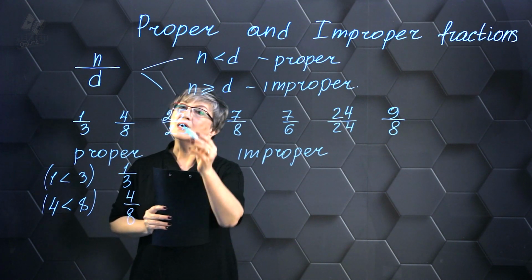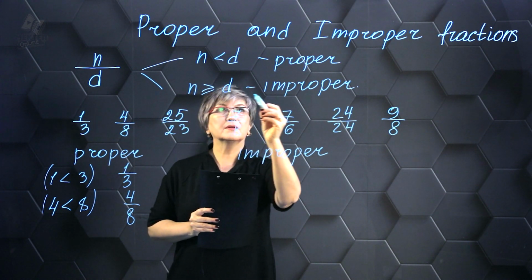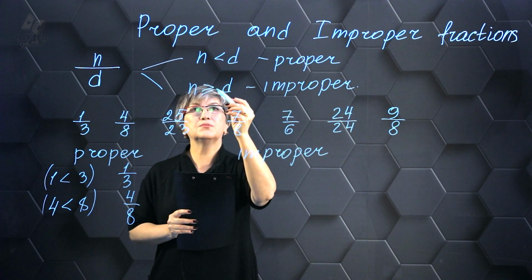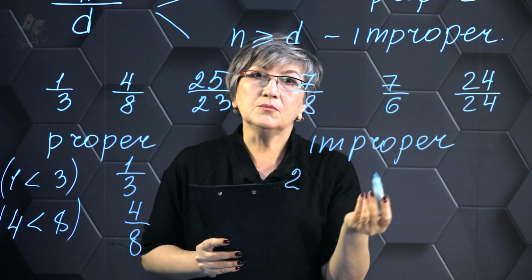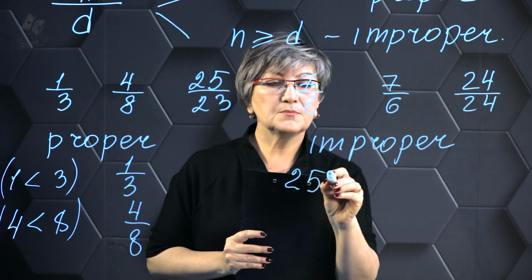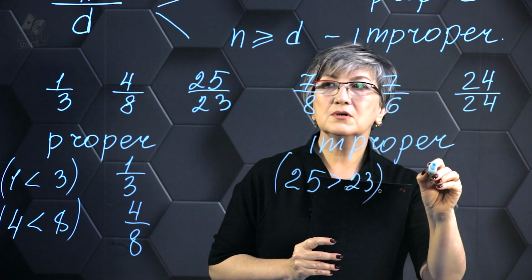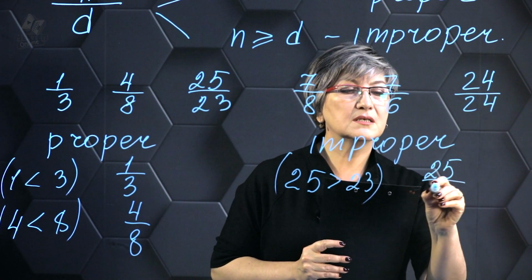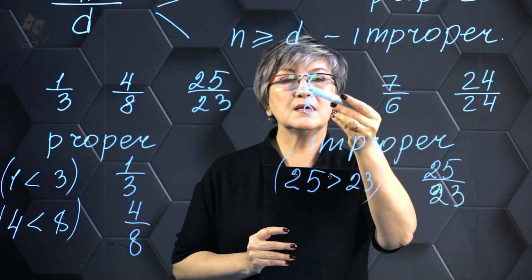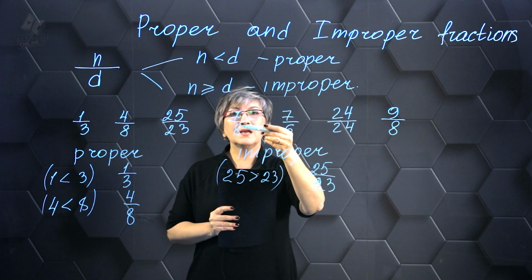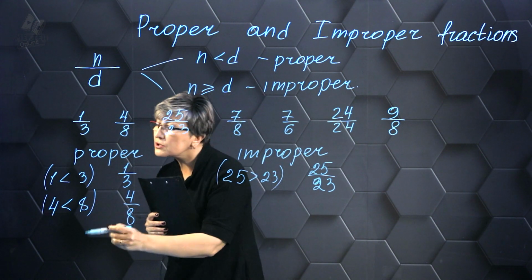Next, 25/23, let's compare, guys. Here's my rule: the fraction is improper if the numerator is greater than the denominator. 25 is greater than 23, therefore this is an improper fraction. Next, 7/8. 7 is less than 8. So where do we put it? Of course here, in the proper column. 7 is less than 8, so the fraction is proper.